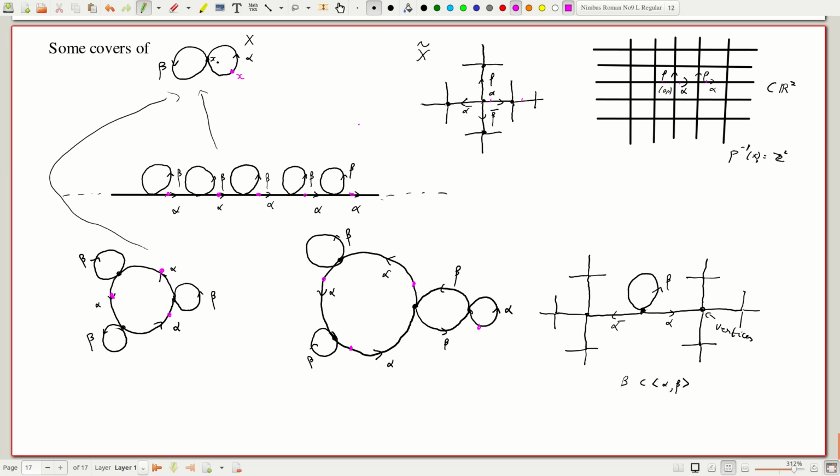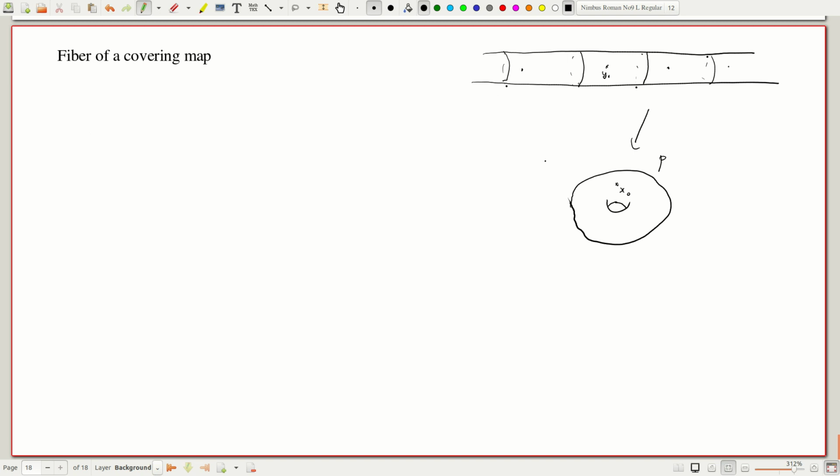We'll work with one of them and see how we can identify the fiber. But since one-dimensional pictures are not as easy to see as two-dimensional ones, let's look at this space instead. It's a nice exercise to go back to the one-dimensional pictures and see what we have.